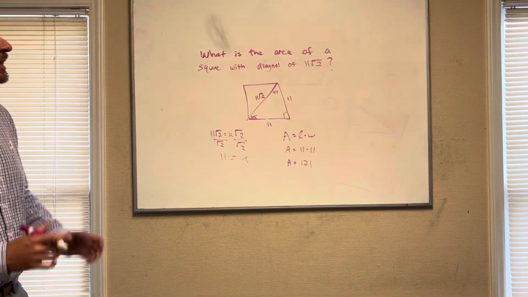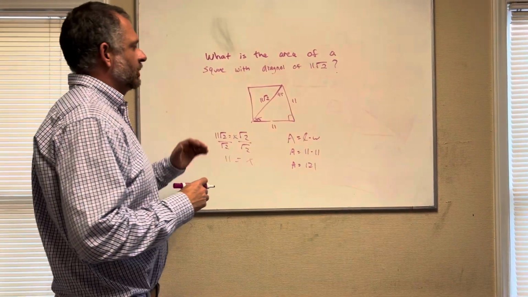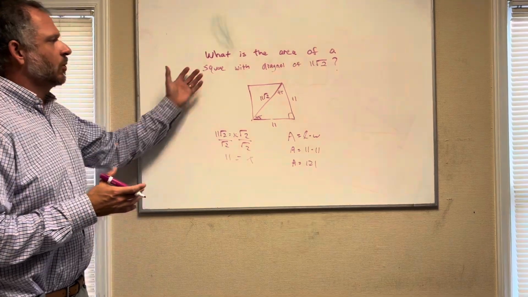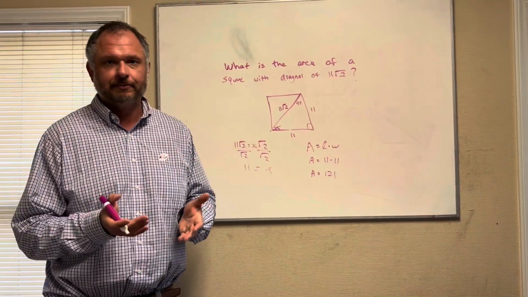So this is a key example of when you're going to encounter these special right triangles in a word problem where you have to apply.